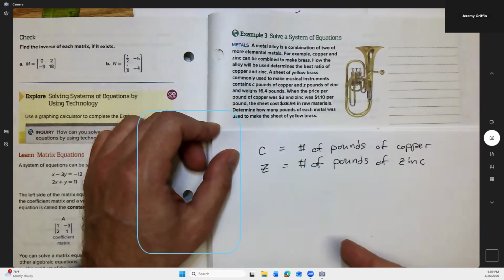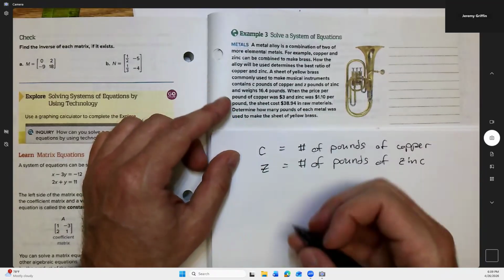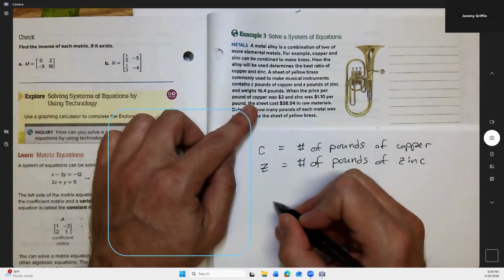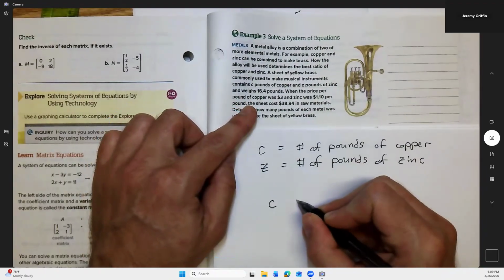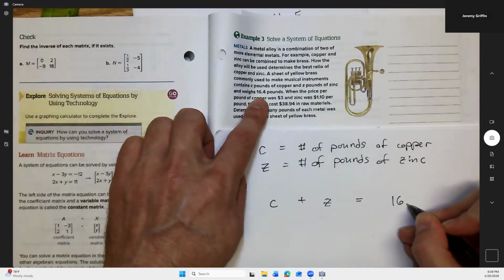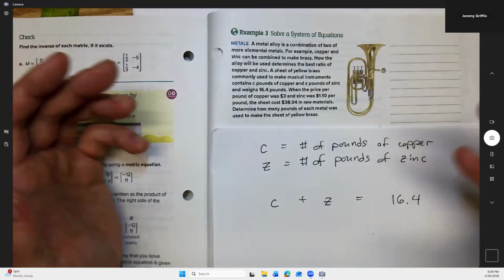Now I can make a system of equations out of this, and then I'll show you how to turn it to a matrix and solve this. All right, so I know that if I add together the number of pounds of copper plus the number of pounds of zinc, I'm getting 16.4, as I have 16.4 pounds of metal altogether.